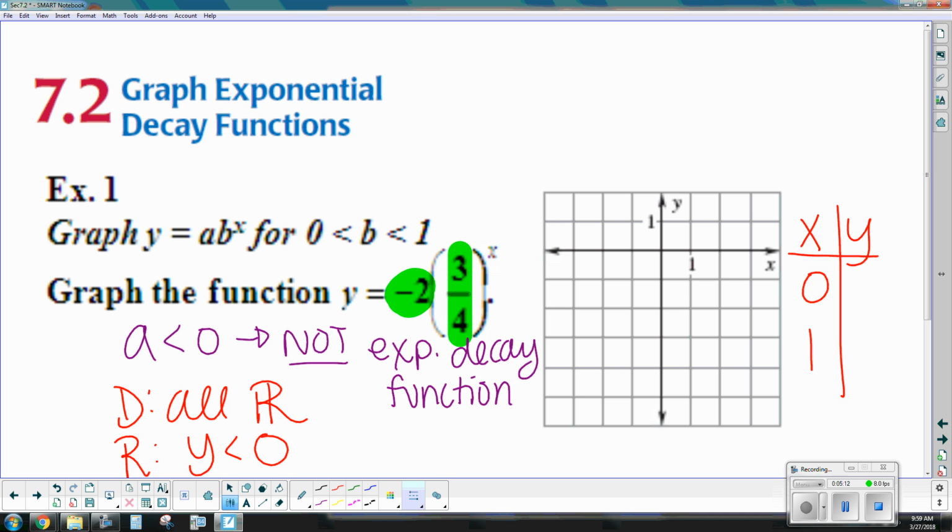So again, we're going to use 0 and 1. If our x value is 0, then our y value is -2, because 3/4 to the 0 power is 1, and -2 times 1 is -2. And then if we plug in 1 as our x value, -2 times 3/4 is -6/4, or -1.5.